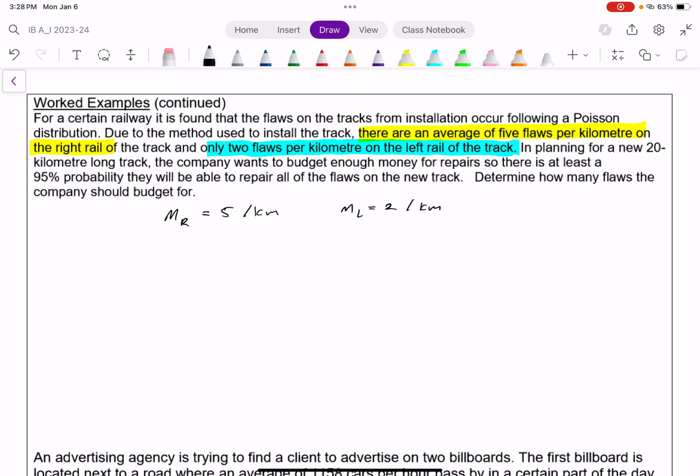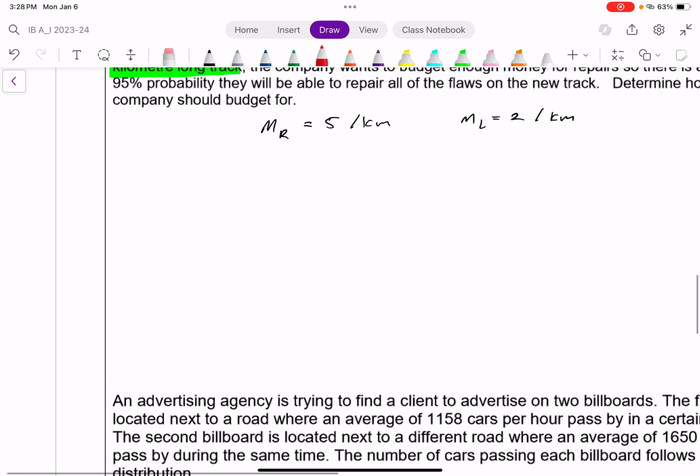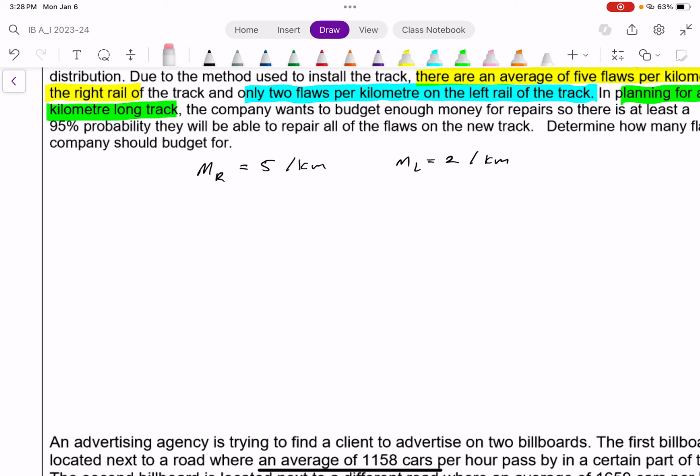So if we look at the question, we want to start paying attention to planning for a 20-kilometer track. So I want to take these averages and scale them up. I want to think in terms of flaws in 20 kilometers. So I just need to multiply each of these by 20. Times 20, times 20. So now this is the same as 100 flaws per 20 kilometers on the right side of the track, and this is 40 flaws per 20 kilometers. So if I add these up in total, we have 140 flaws per 20 kilometers on average.